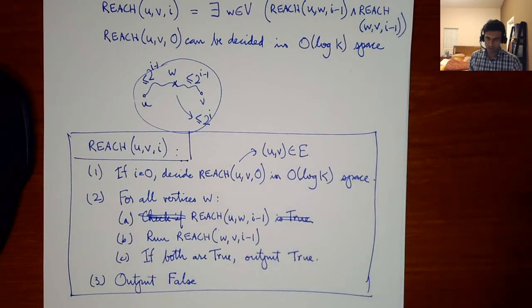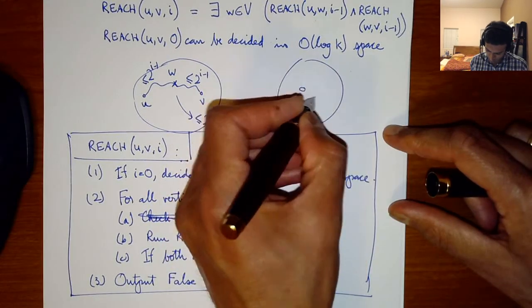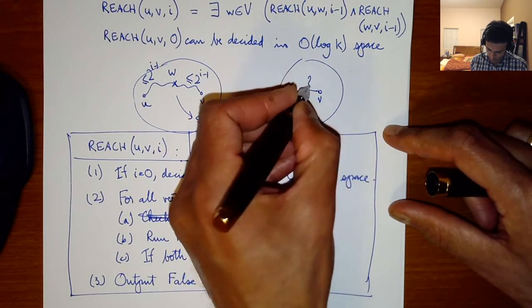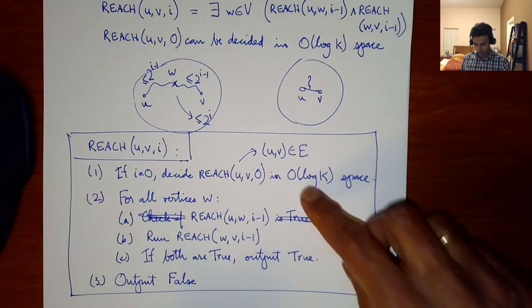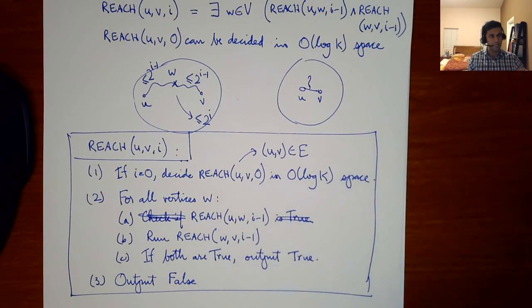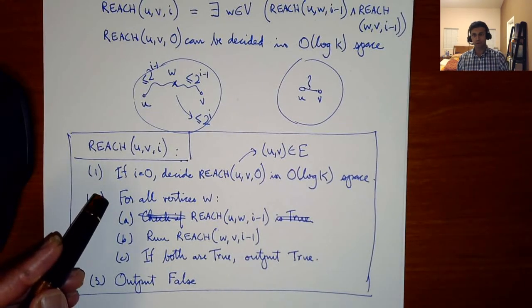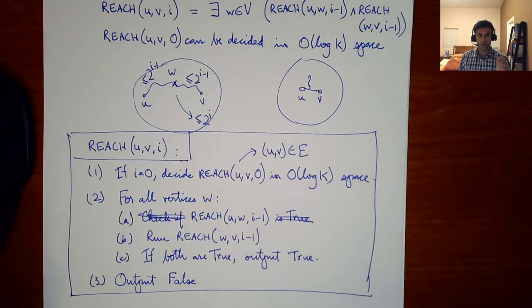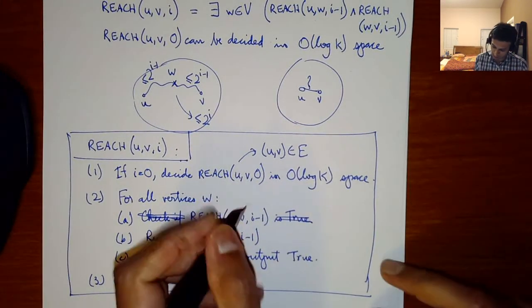So if I is equal to 0, that's the base case, which means it's just an edge. So you're saying, here's U and V, and you're checking if there's an edge. This can be done in O of log k space. So we agree that this is the setting that we have. Otherwise, you go through all vertices W. So loop over all the vertices. This is similar to the sweep that was mentioned: you can loop over all the vertices in O of S of n space, because you can afford the time to do it. You cannot afford the space to write down all the vertices separately, but you can reuse the space. So this is reusing space.